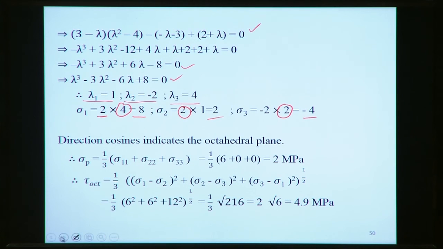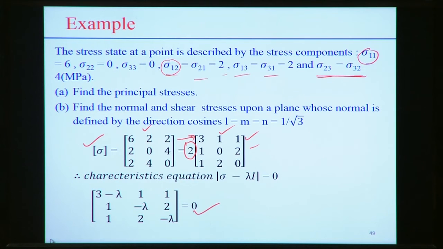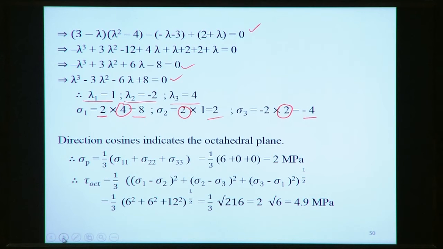Now we need to find out the normal and shear stress upon a plane whose normal is defined by the direction cosines. So we need to find the normal stress and the shear stress component when the direction cosine is given. Now this plane is with respect to the principal stress axis. With respect to the principal stress axis, these direction cosines actually indicate the octahedral plane. So on that plane we need to find out what the normal stress and the shear stress values are.